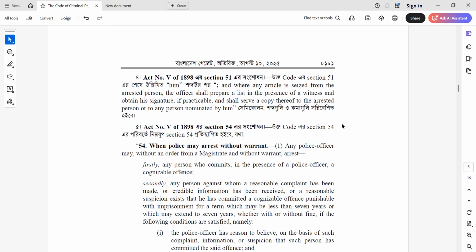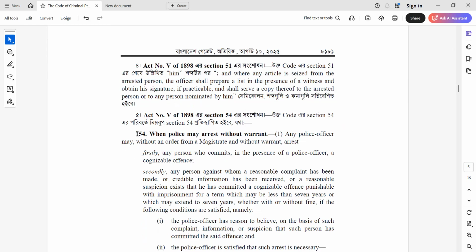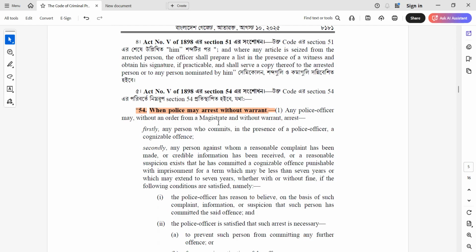Point number 5 is Section 54. In its place, the following Section 54 will be substituted. The previous Section 54 will not be there. Section 54 is about when police may arrest without a warrant. There were 9 points previously where police could arrest without warrant. Now let us see what the new amendments are in this document.